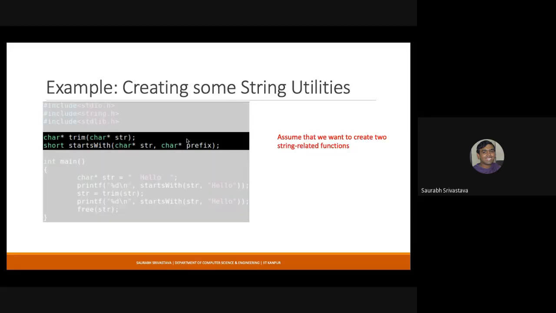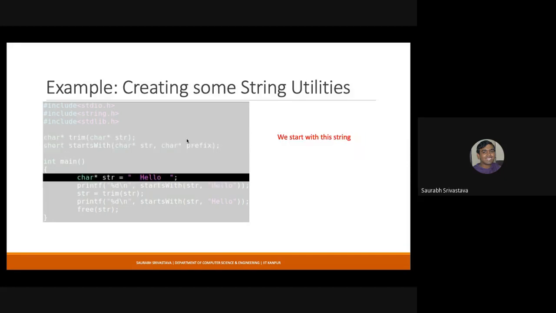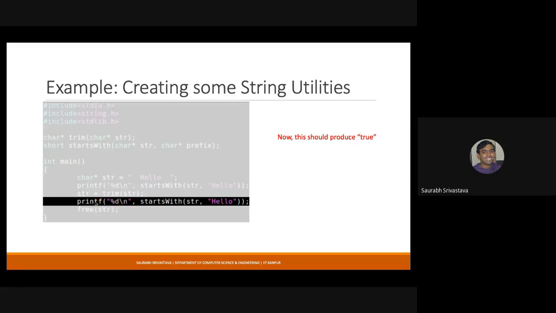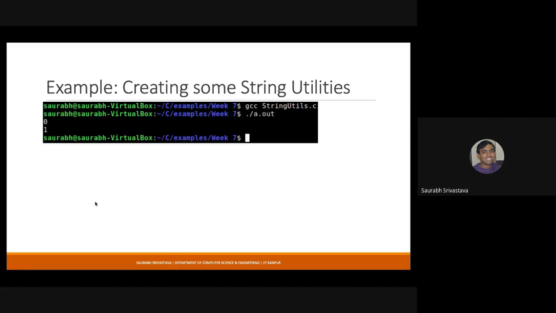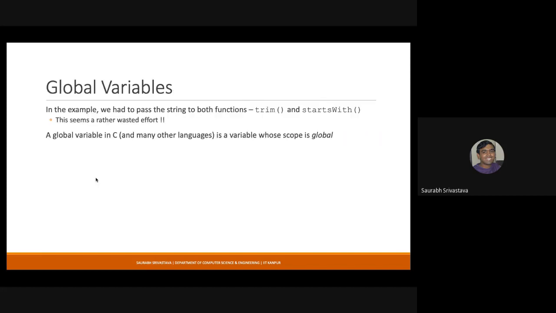Okay, we create two string related functions, and this is just to give you an idea about how these scopes work. So str scope is within the main function only. This is the idea of passing your strings to some other functions. Now you can see that I'm going to pass my string to this particular function, and it is going to do some operations over it.